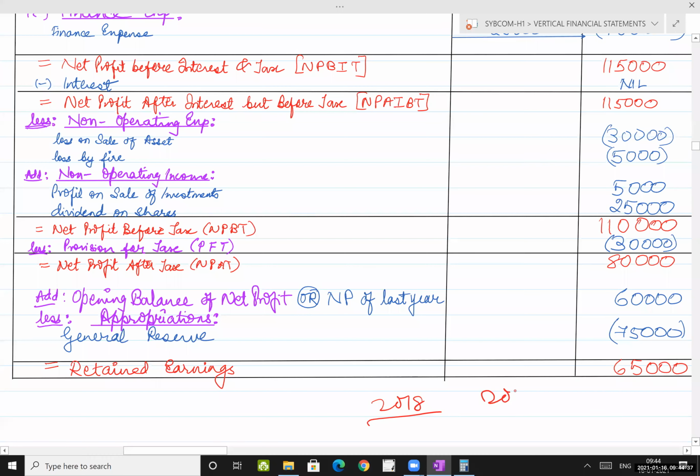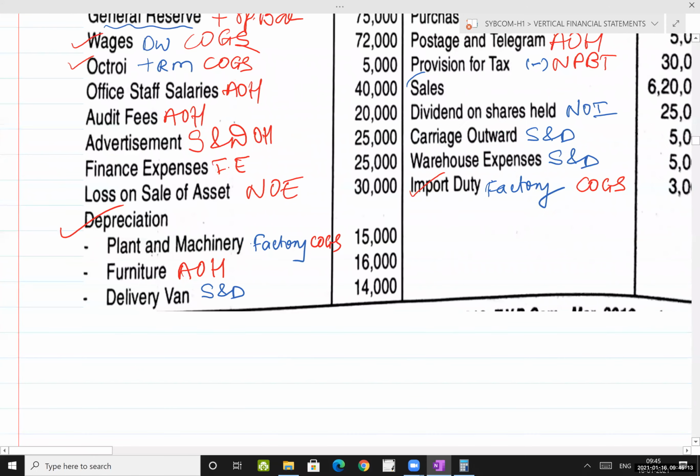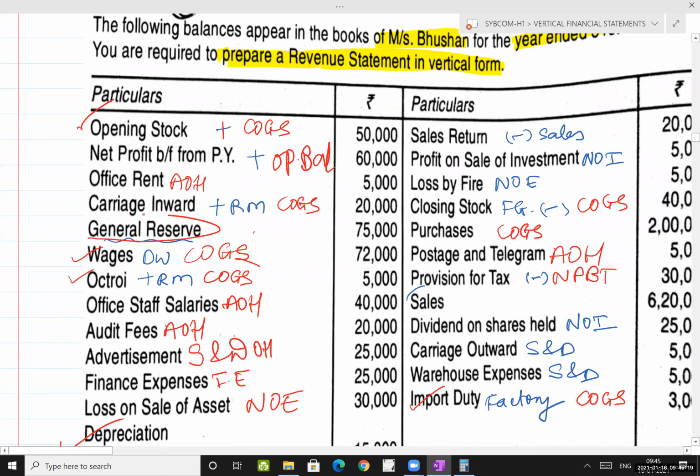2018 है, 2019 है. तो जब आपने नेट प्रॉफिट क्लोज किया होगा तो आपको नेट प्रॉफिट मिला होगा इधर. हाँ, इसको बोलते हैं प्रॉफिट कैरीड डाउन. और ये प्रॉफिट 2019 में हो जाता है नेट प्रॉफिट ब्रॉट डाउन या ब्रॉट फॉरवर्ड. वही कॉन्सेप्ट है. ओके. ओपनिंग बैलेंस ऑफ नेट प्रॉफिट 60,000, and then less appropriations, मतलब transfer to reserves.